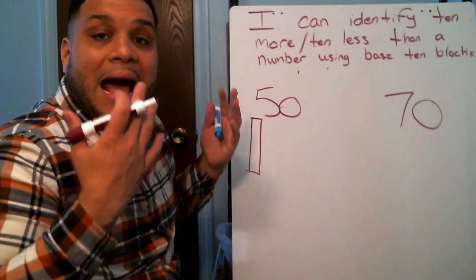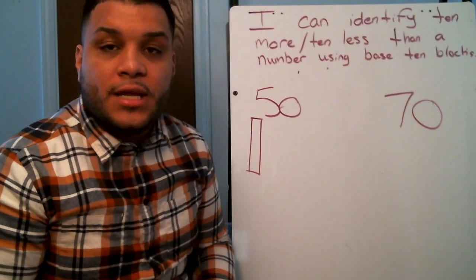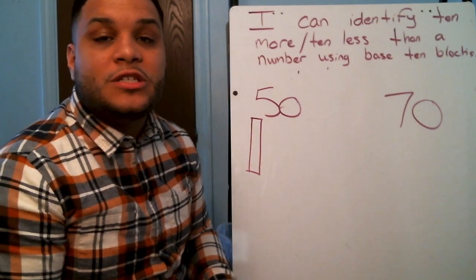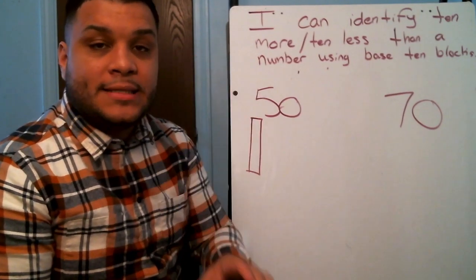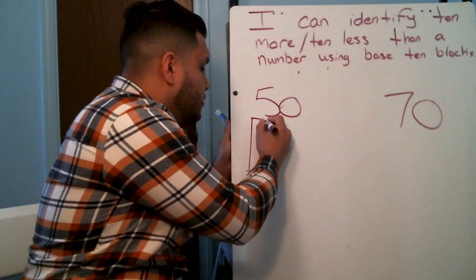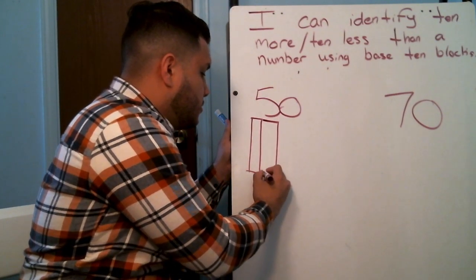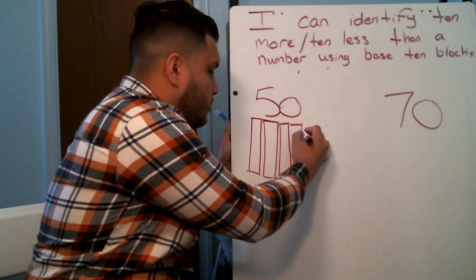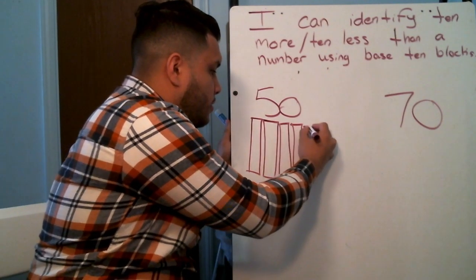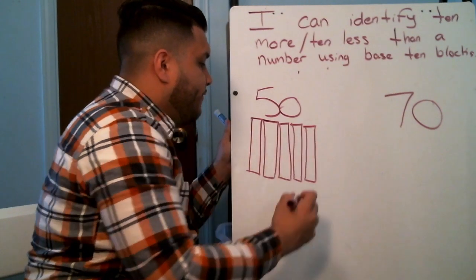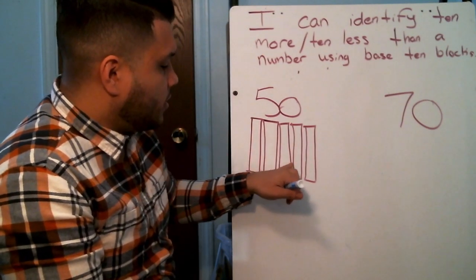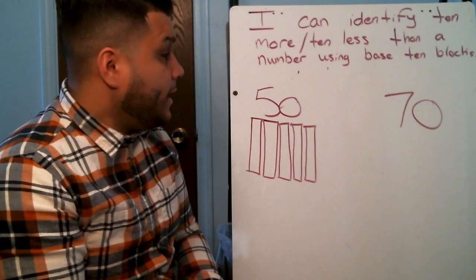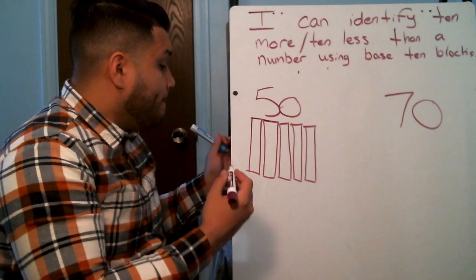No, it doesn't. How many 10s are in the number 50? Let me hear you say it. Yes, 5 10s, which means that I need 5 base 10 blocks. So I have 1, 2, 3, 4, and 5. 10, 20, 30, 40, 50. 50 equals 50. Okay, I want 10 more.